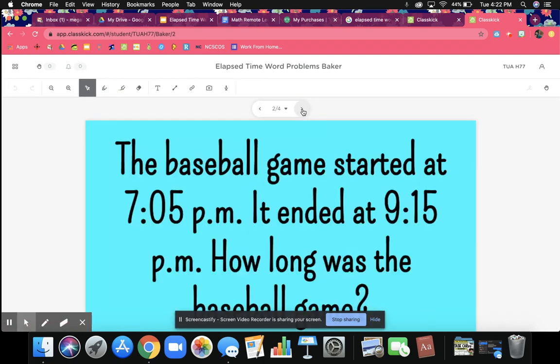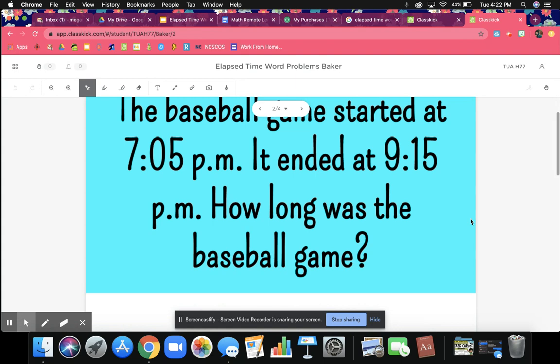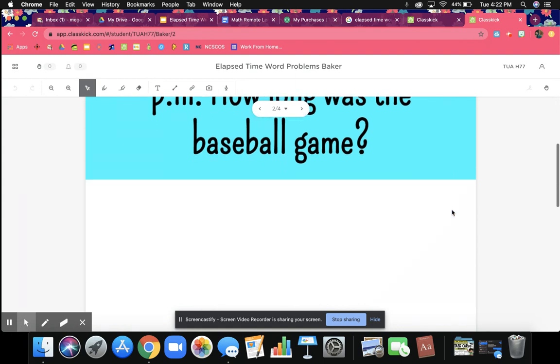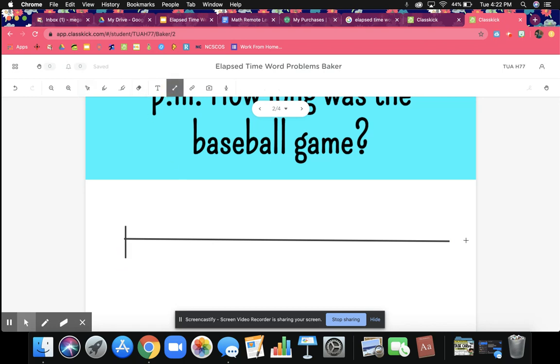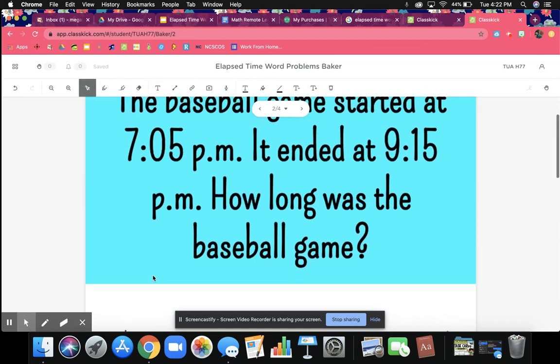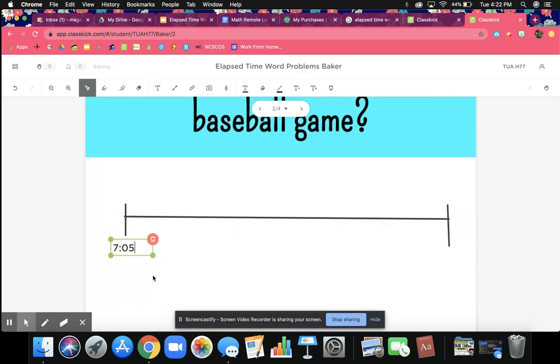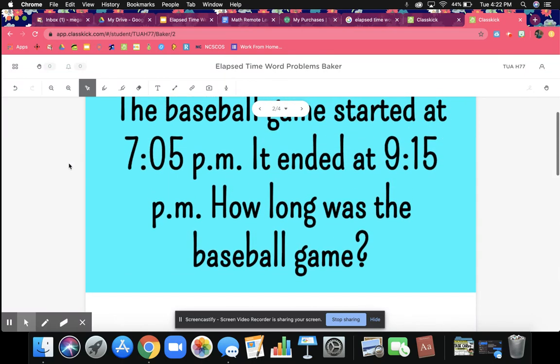Our second problem, the baseball game started at 7:05 p.m. and it ended at 9:15 p.m. How long was the baseball game? So here we go again, drawing our number line, our start time and our end time. Our start time was 7:05 and our end time was 9:15. Now you're going to hear Liam in the background, so just remember that Liam's there, and we're going to keep going with our video.